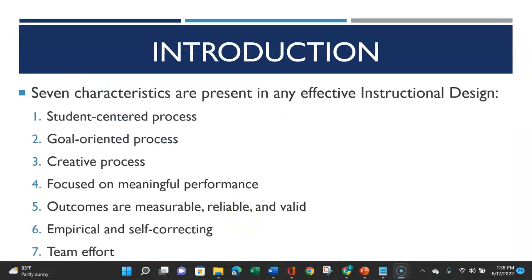To begin, there are 7 characteristics of any successful instructional design. The first, instructional design is a student-centered process. It's also a goal-oriented process. Instructional design is a creative process and is focused on meaningful performance with outcomes that are measurable, reliable, and valid. Instructional design is empirical and self-correcting, and is also a team effort. And we will break down each of these 7 characteristics next.